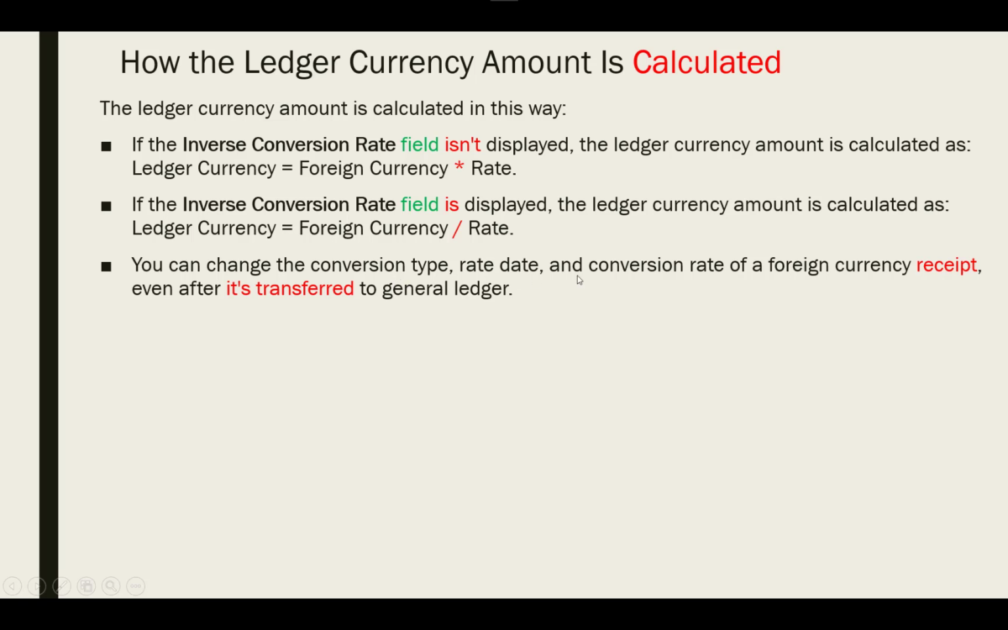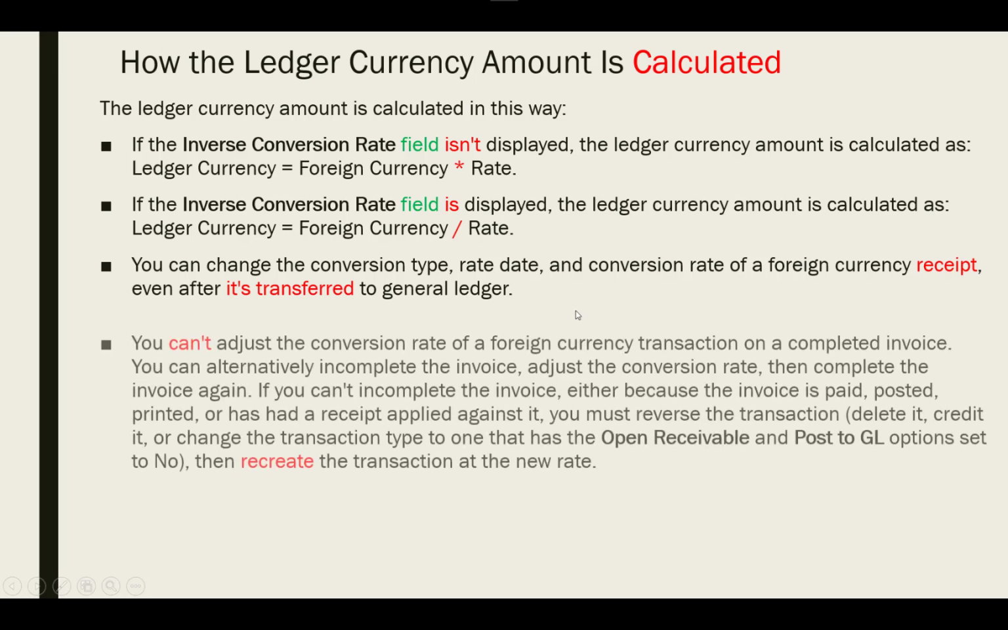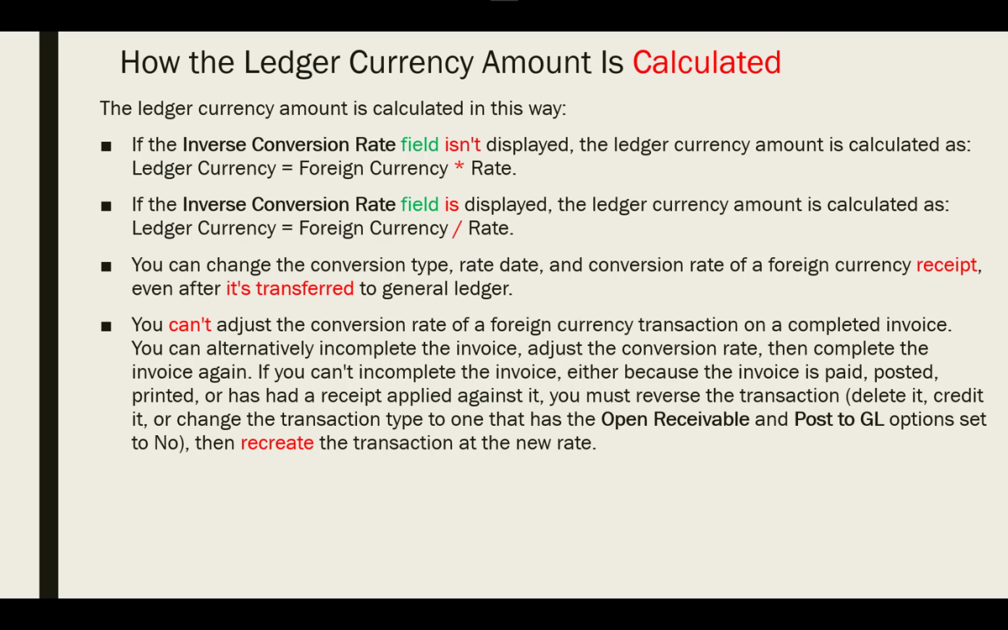You can change the conversion type, the date, and the conversion rate of foreign currency receipts, even if they're transferred to general ledger. You cannot adjust the conversion rate for a foreign currency transaction on a completed invoice. You can alternatively incomplete the invoice, adjust the conversion rate, and complete it again.